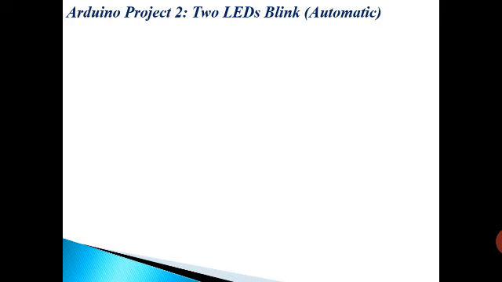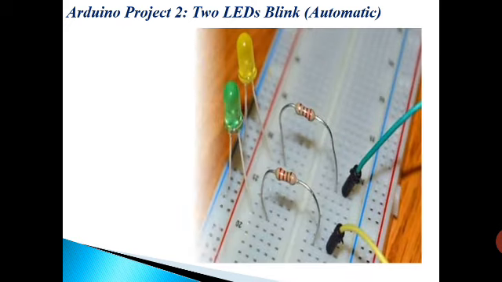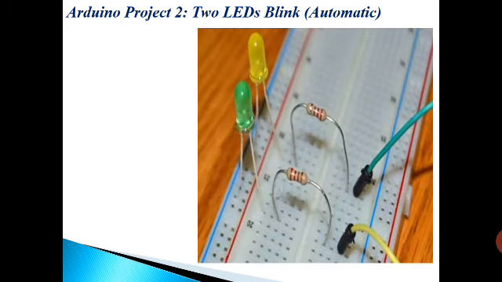Now we are going to the next project, that is Arduino project 2, blinking 2 LEDs. In the previous one we connected just one LED. Now I want 2 LEDs to go on and off automatically, and alternately. Meaning if one LED is on, the other should be off, and then after some time they will interchange. For this, the circuit is very simple. I'm not showing the entire circuit because the rest you have understood.